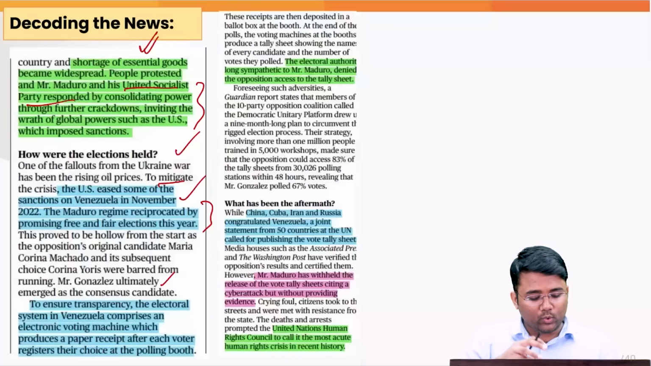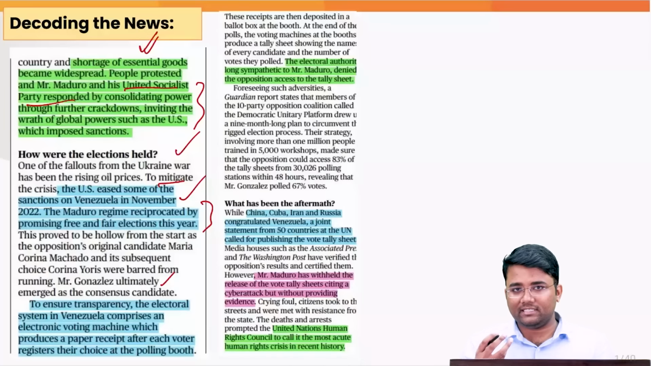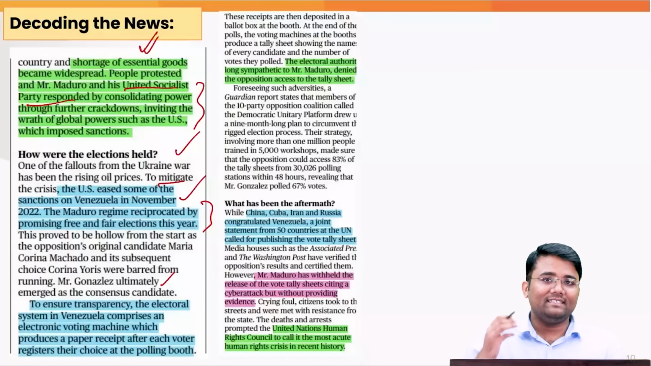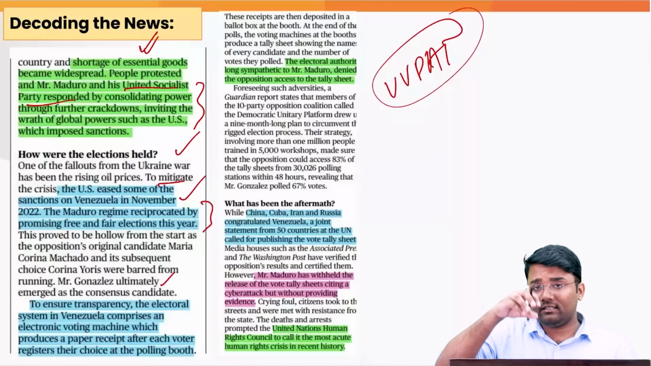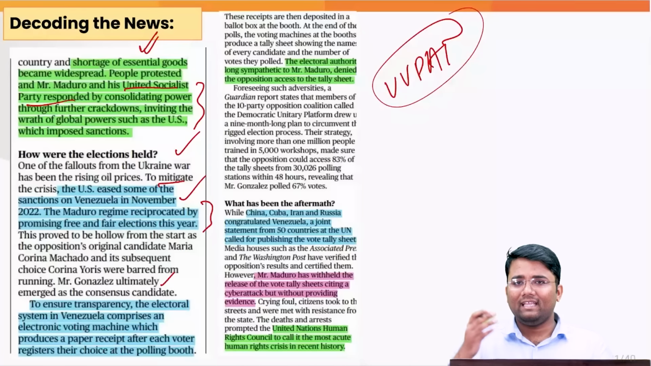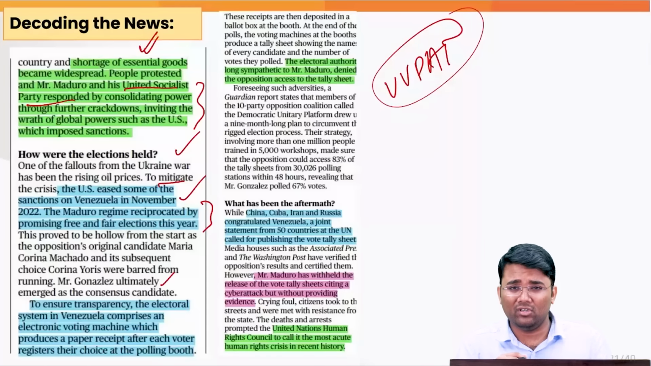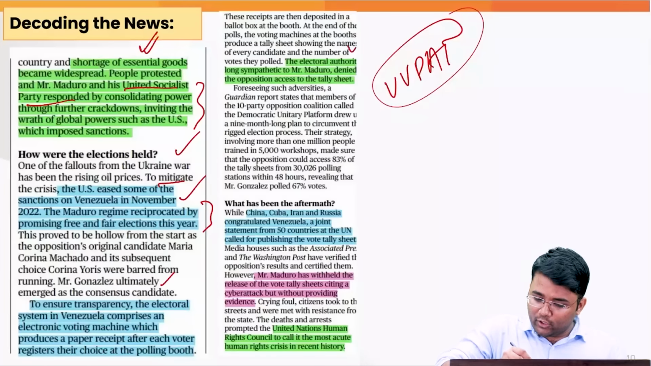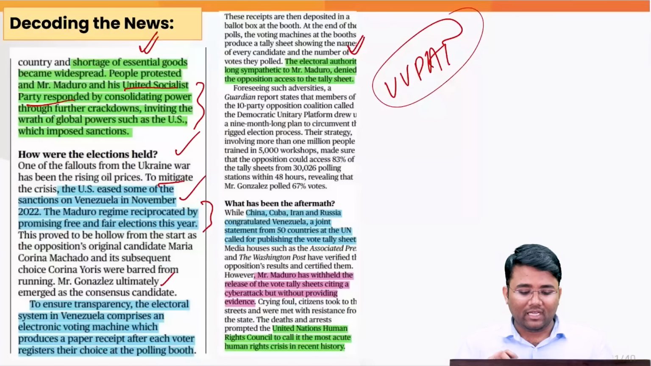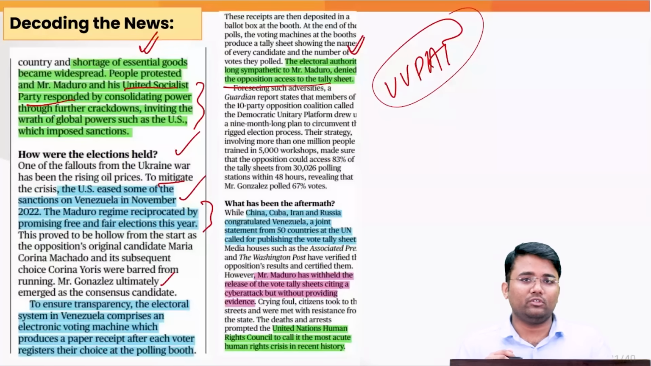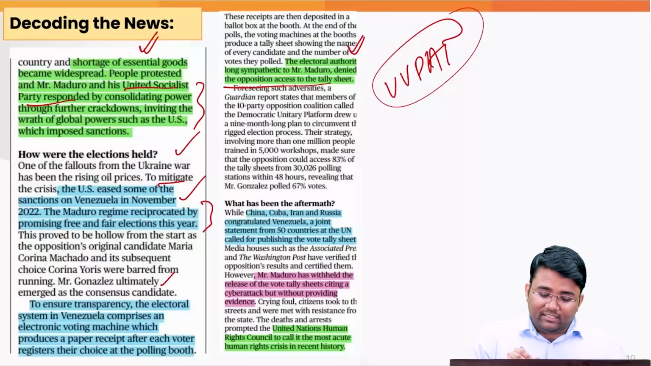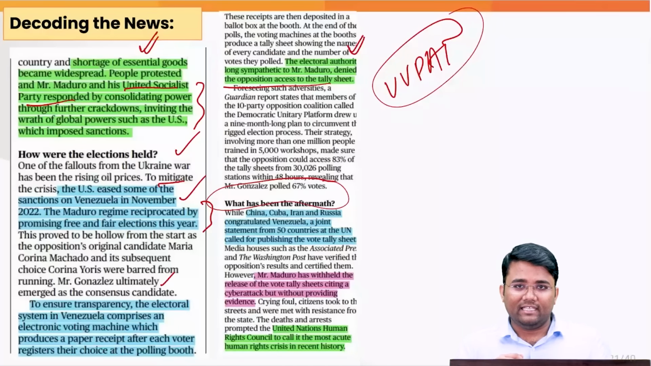To ensure transparency, the electoral system in Venezuela comprises an electronic voting machine, EVM, which we also use, and which produces a paper receipt after each voter registers their choice at the polling station, same as we have the VVPAT system. The election authority counts these receipts later to see the actual number polled and whether there is any mismatch. The electoral authority has long been sympathetic to Mr. Maduro and denied the opposition access to tally sheets, or VVPAT, as you would say in the context of India.